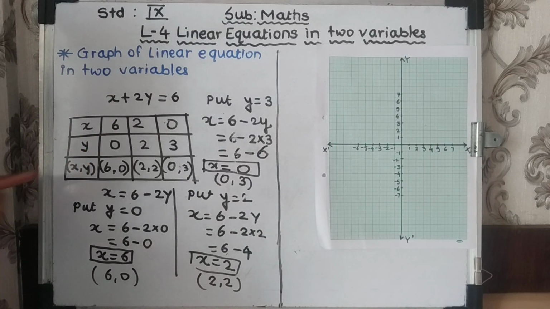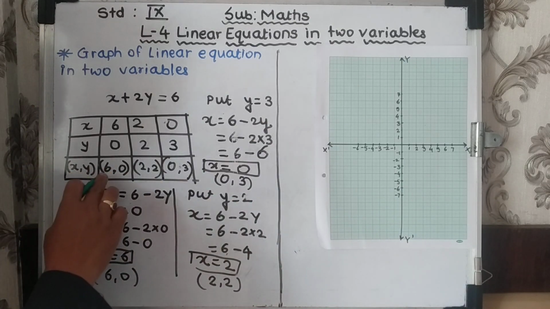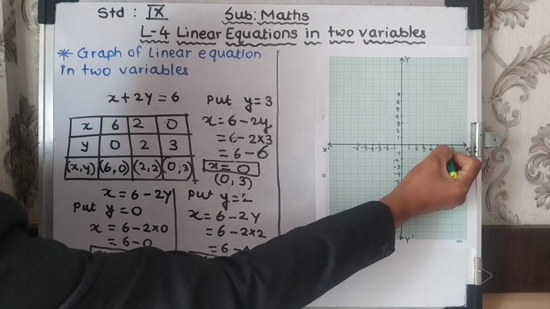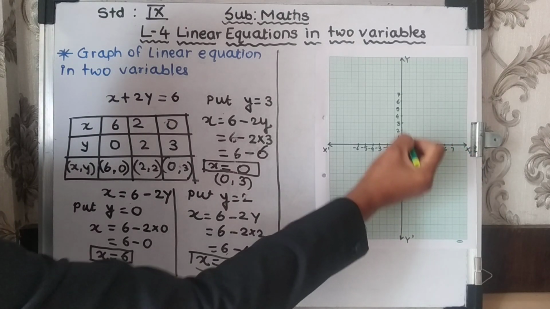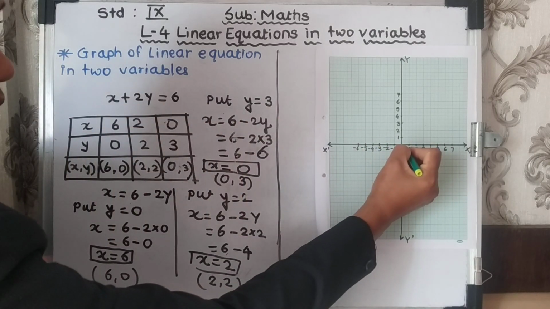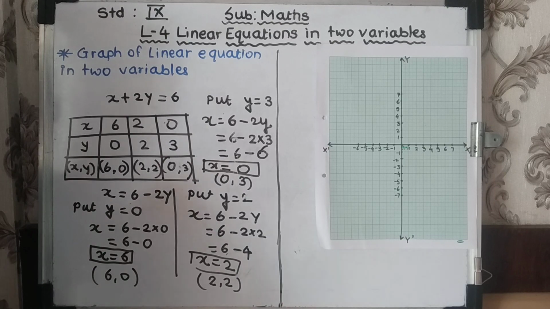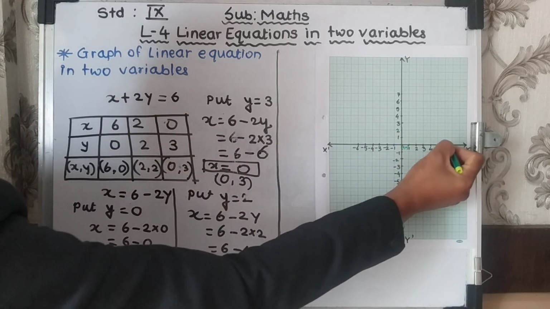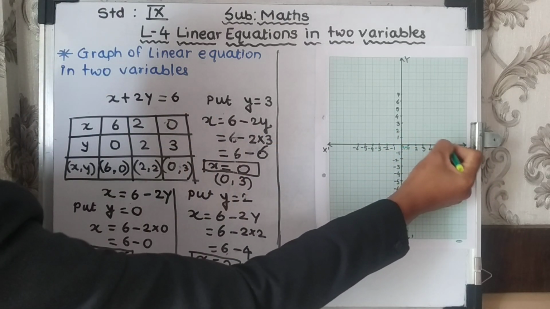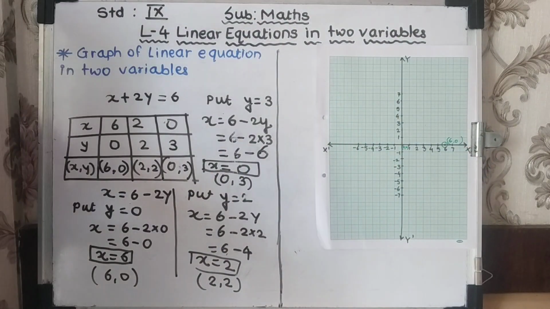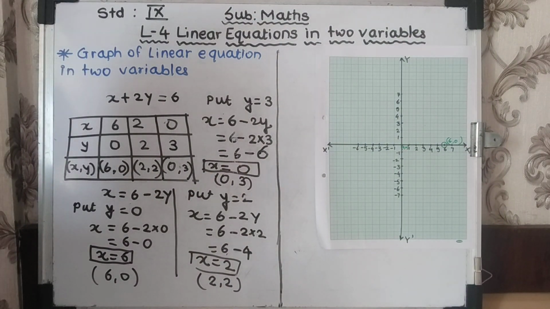So the very first point is (6, 0). So we will show (6, 0). On the x-axis, first of all, we will see where 6 and 0 is. Here (0, 0) is there. The origin is always (0, 0). So for 6 and 0, we will circle this one and write (6, 0), or you can label it as a point, right?